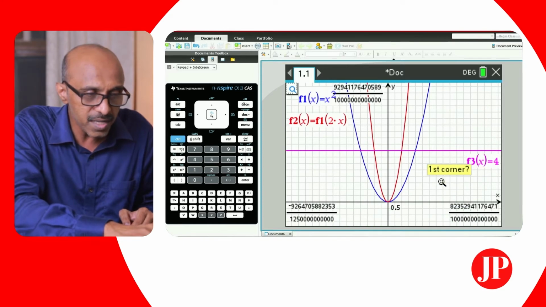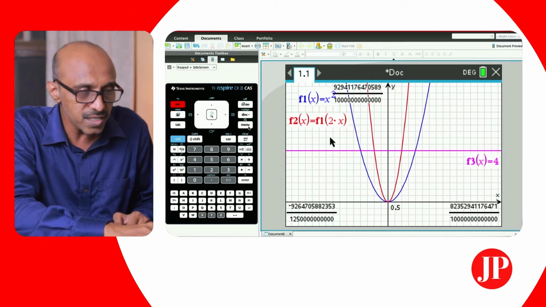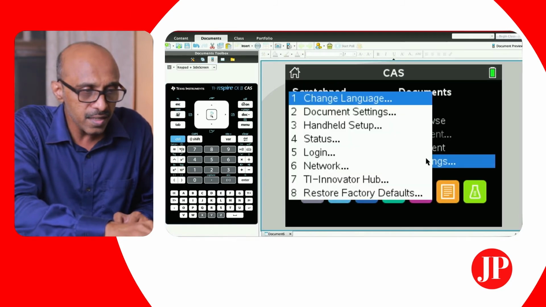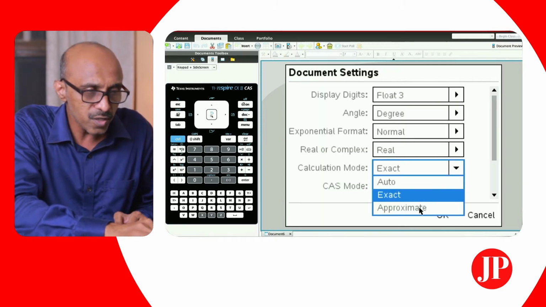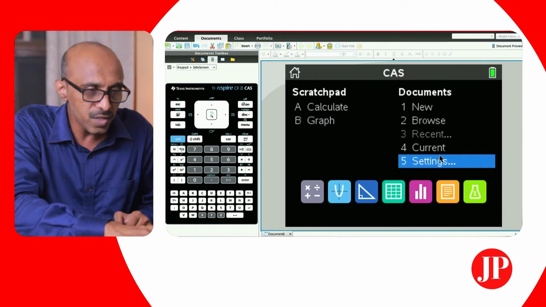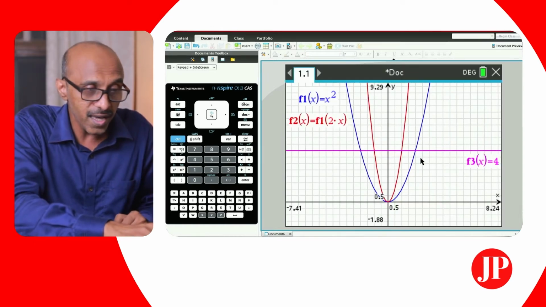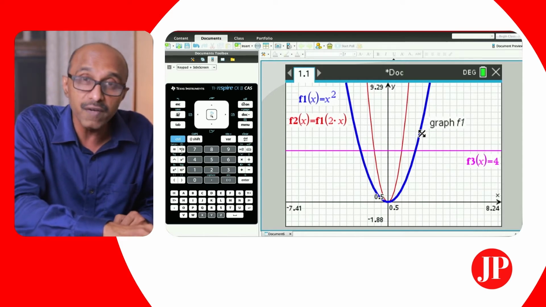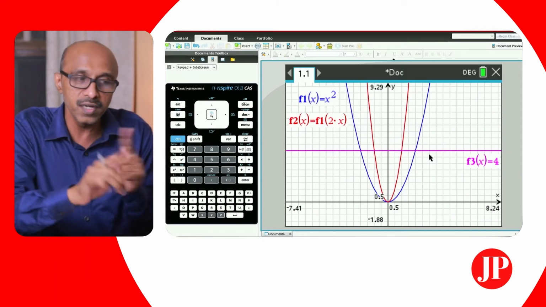All these points have become something else. Let me see if I can change the setting here. I go to the home screen and change the document settings to approximate. That's good, and yes, we are good. Those have gone away. We are interested in comparing. This is my transformed graph, and this is the parent graph. Don't forget that. We took this 4 so that it's a common y value for both the functions.